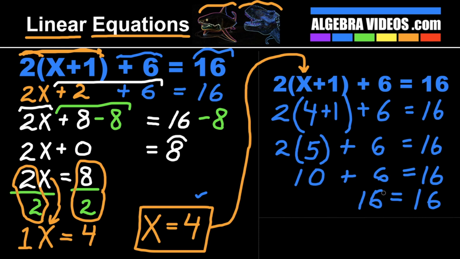16 equals 16. Now it doesn't matter exactly what they are. They could be 2 and 2, 10 and 10, 12 and 12, 4 and 4. Doesn't matter. What matters is that we plugged in our solution of x equals 4 into the original equation, and the equation held true. We got two numbers that equal each other. So that means our check worked, and the solution of x equals 4 is correct. And so I'm going to give us an A+.